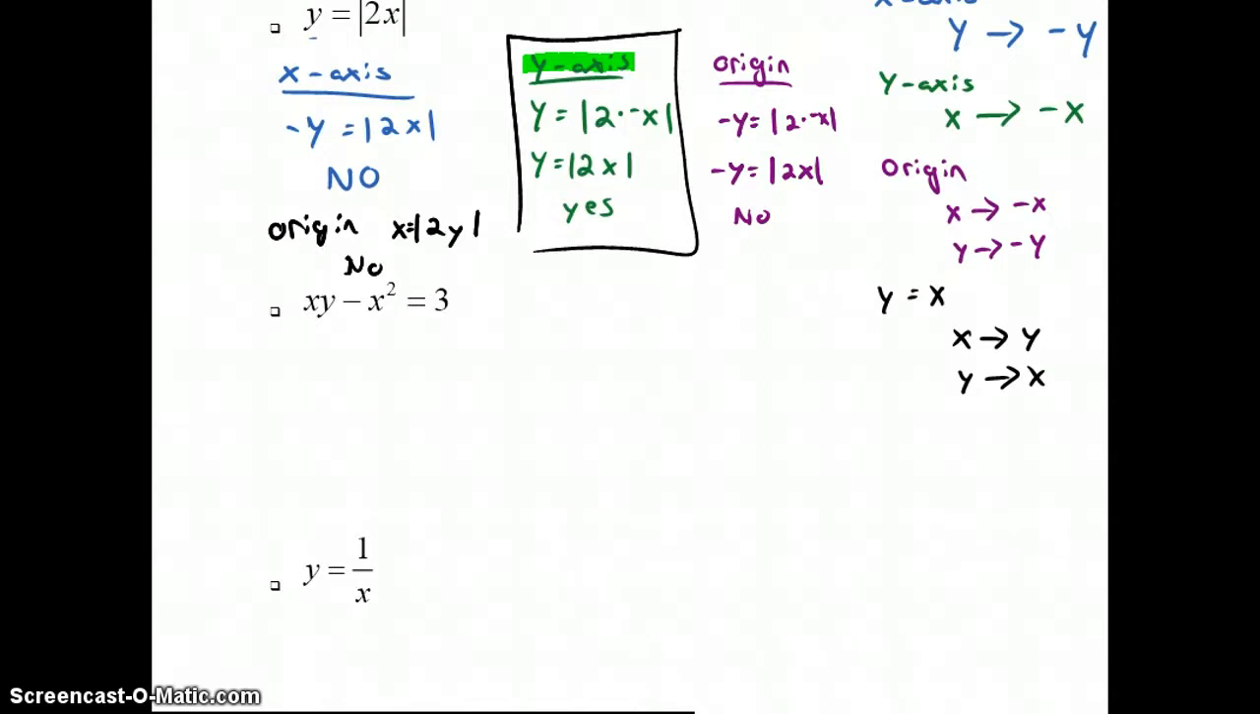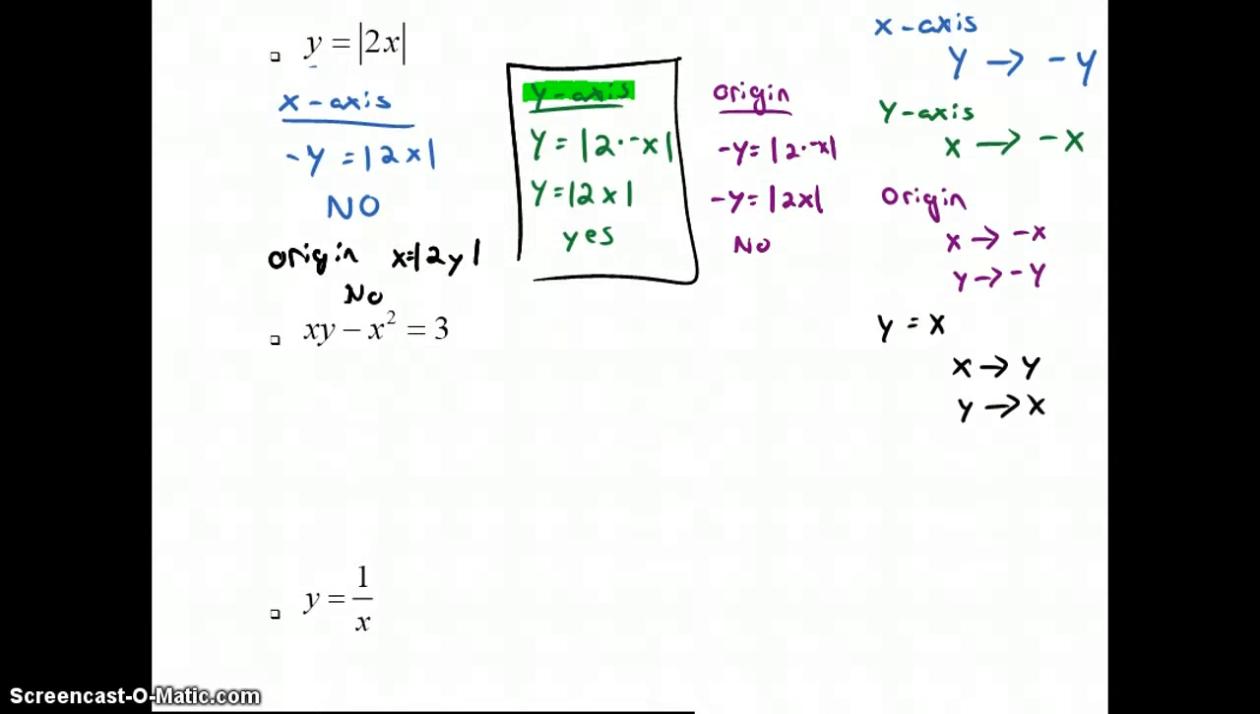Let's look at the second problem. Let's start with the x-axis again. Y's become negative y's. So you've got negative xy minus x squared equals 3. The answer is no, not the same. If you do it with the x's, that's going to be symmetry about the y-axis. Well, negative xy minus negative x squared, but negative x squared is just x squared, equals 3. Nope, not the same.